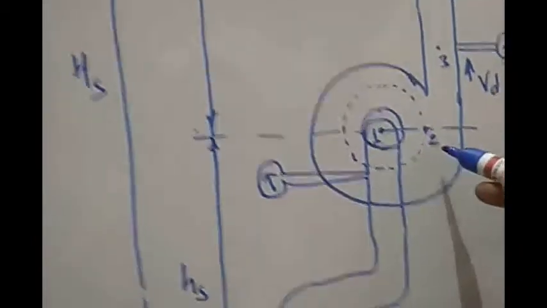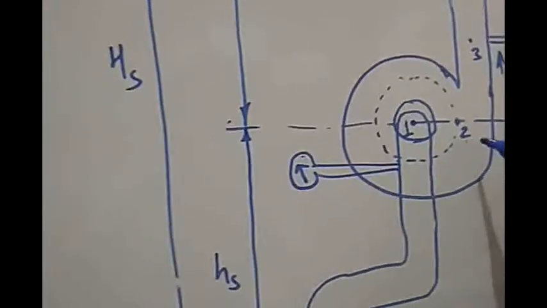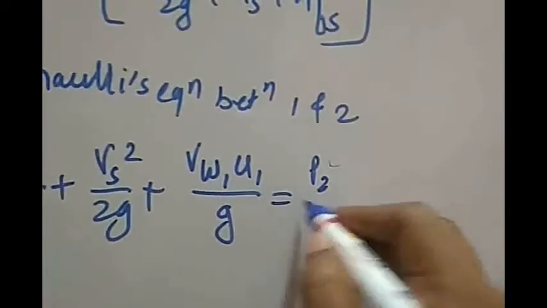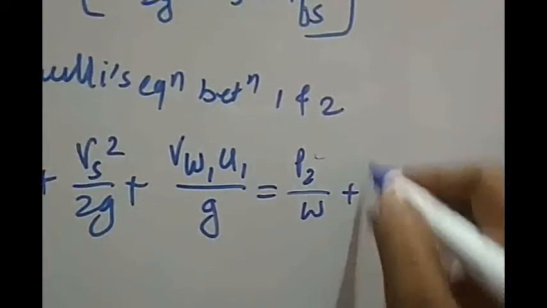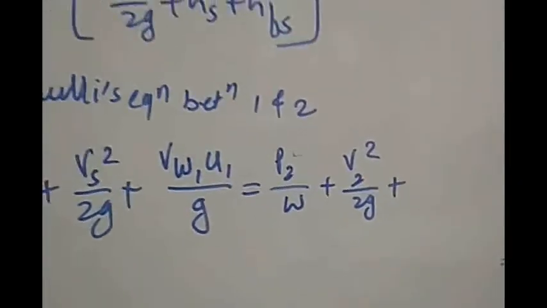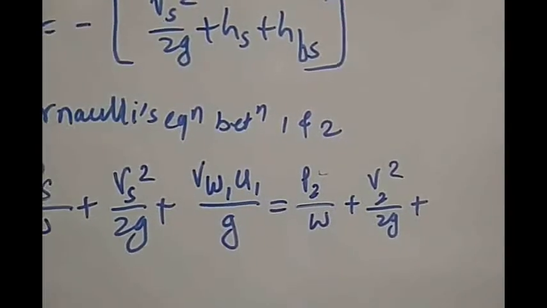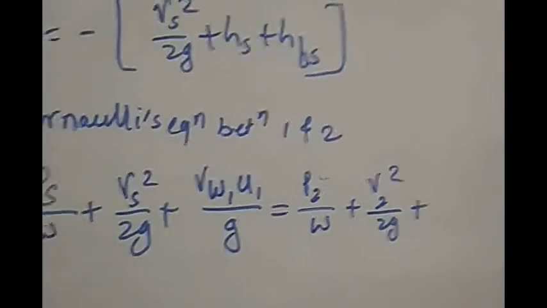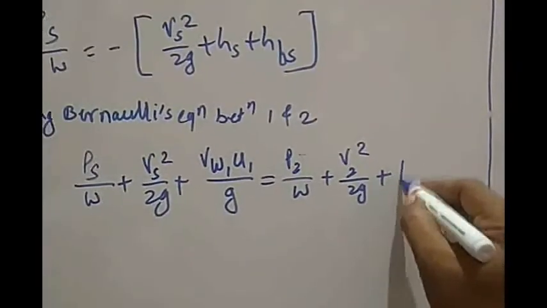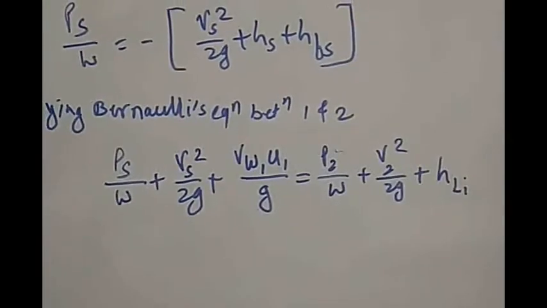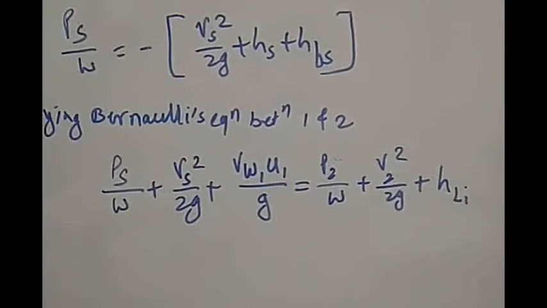now I am considering the pressure at point 2 as P2 and velocity at point 2 as V2. So P2 by w plus V2 square by 2g plus, as we discussed, these both points are at the same level, but there are some losses in the impeller, and those losses I'll be considering as HLI. So this is the Bernoulli equation between 1 and 2.